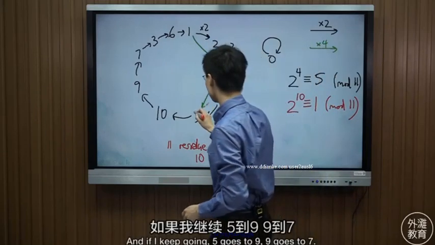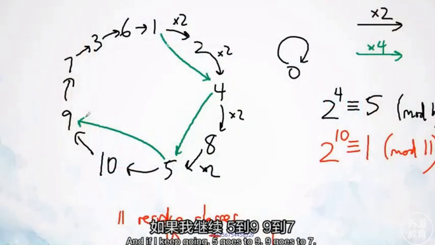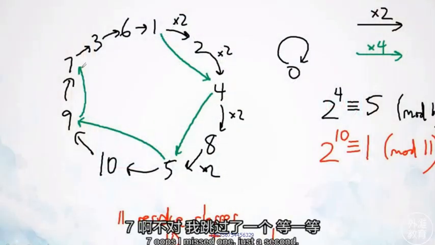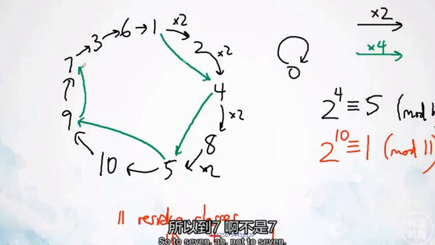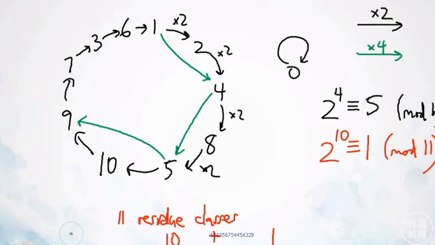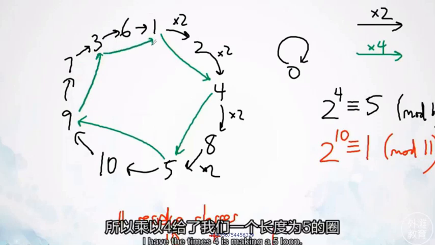And if I keep going, 5 goes to 9, 9 goes to 7, 7, oops, I missed one, just a second. So now I go 7, not to 7. 9 goes to 3, and 3 goes to 1. I have the times 4 is making a 5 loop.